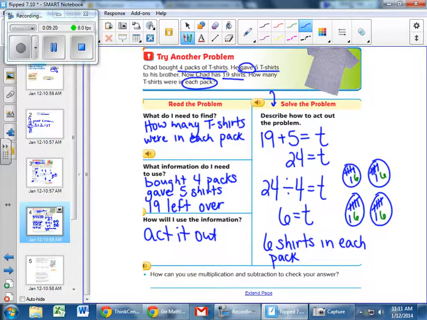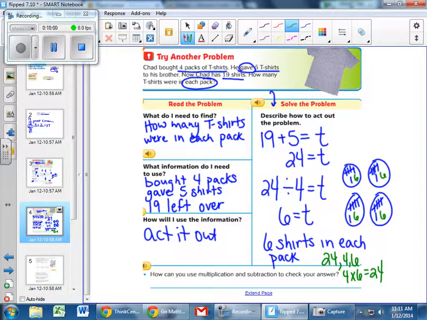Okay? On the bottom, how can you use multiplication and subtraction to check your answer? Well, you could start with the number of t-shirts in each pack and then work through the problem because you know that each pack has 4. Okay? And then you could also multiply 6 shirts by 4 packs using the check method. You have the numbers 24, 4, and 6. You know that 4 times 6 equals 24. There's your related multiplication fact.